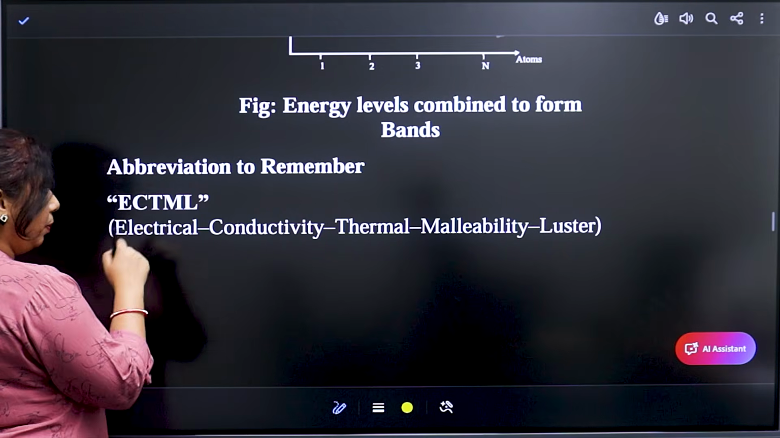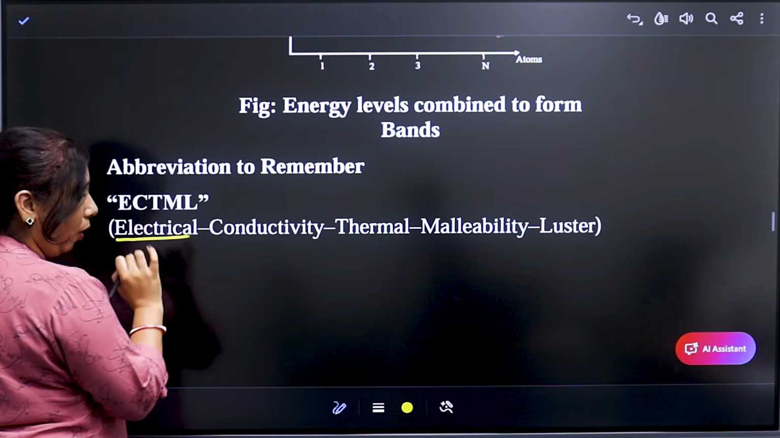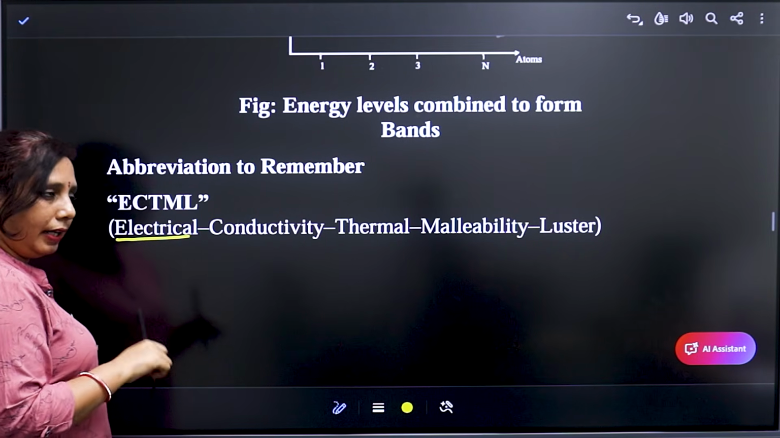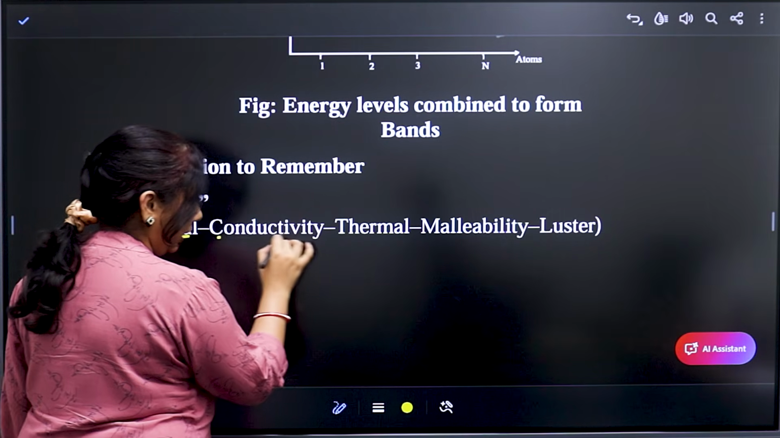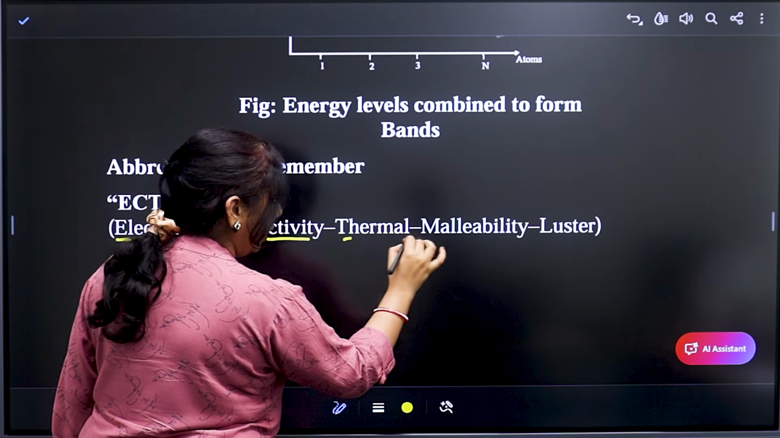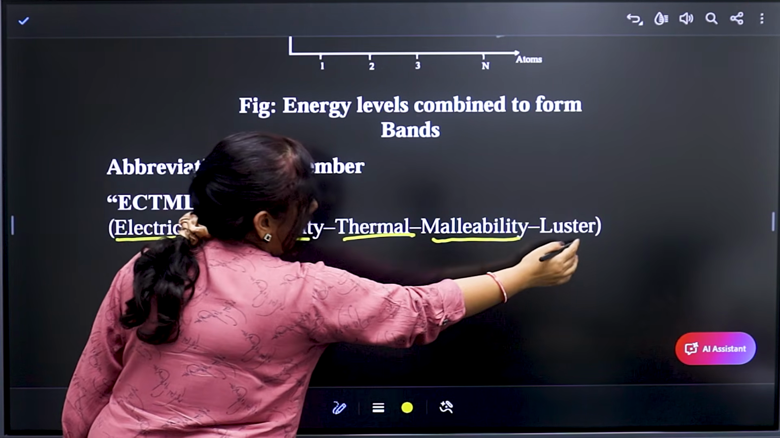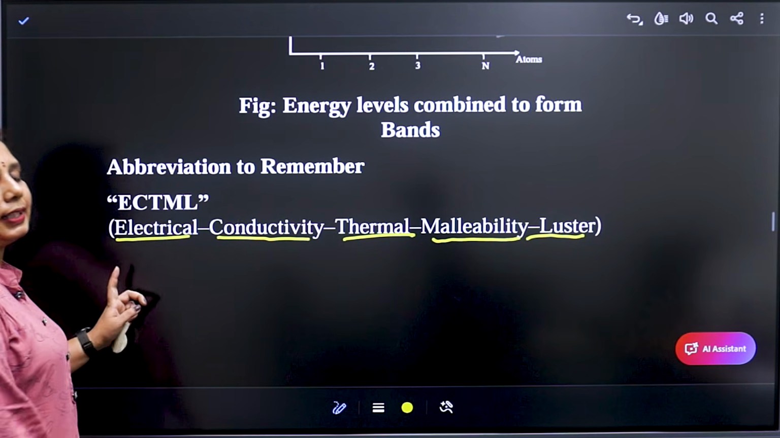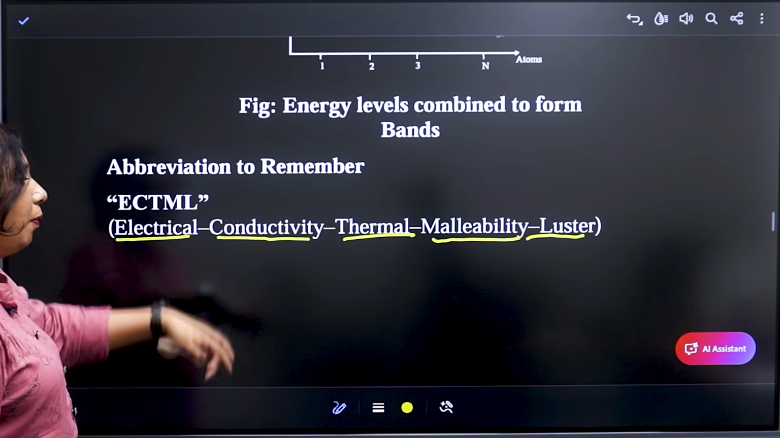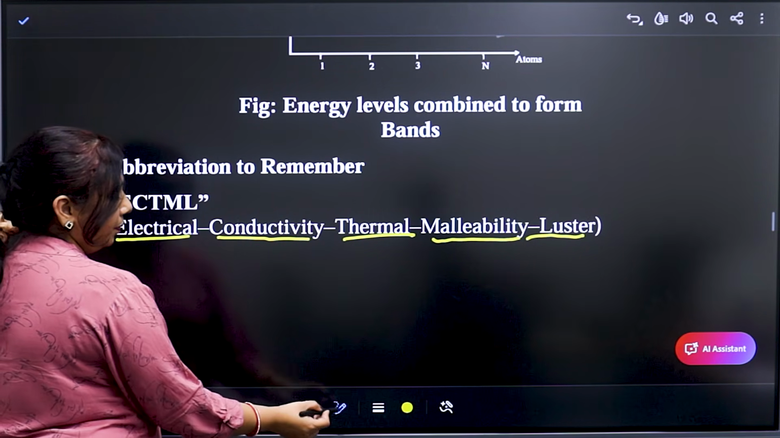The properties can be remembered this way. Electrical property can be understood by the band theory. Conductivity also can be understood. Thermal conductivity, malleability and also luster. All these can be easily explained with the help of these bands.